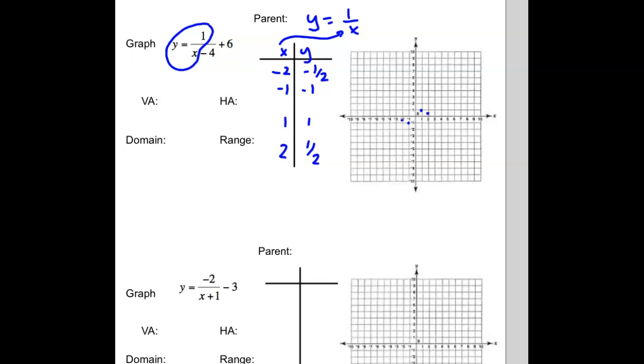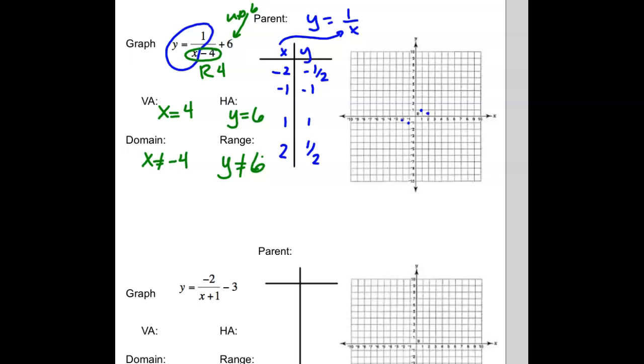Okay, now for the transformations, if you see a negative 4 here, x minus 4, it means we went right 4. So our vertical asymptote is going to shift right 4 as well, and would have the equation x equals 4, which means our domain is everything except that value. We can't be where the asymptote is. Our horizontal asymptote looks at any kind of vertical shift up and down. We are moving up 6, so our horizontal asymptote is going to shift up to 6. So our range will be everything except 6.